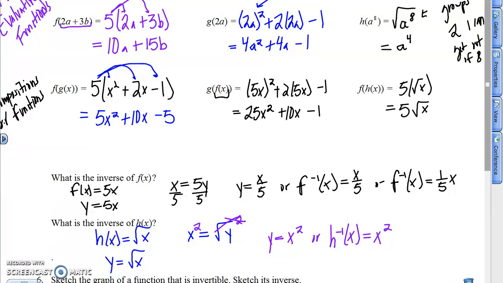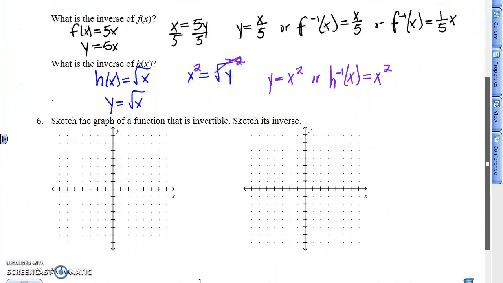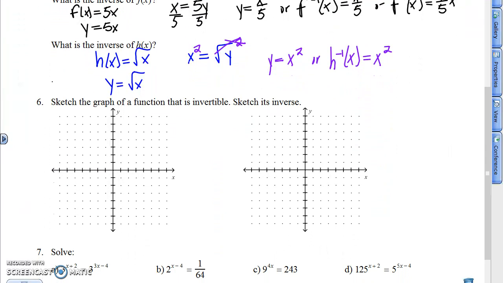Kind of continuing on to talk about inverses and looking at problem 6 as well. Sketch the graph of a function that is invertible and sketch its inverse. You could choose a variety of functions. I chose a linear function. You must choose something different than this specific linear function, but yours could be a linear function. I decided to give mine a y-intercept of 1 and a slope of 2, so up 2 over 1, or down 2, back 1. And this would be my original linear function.